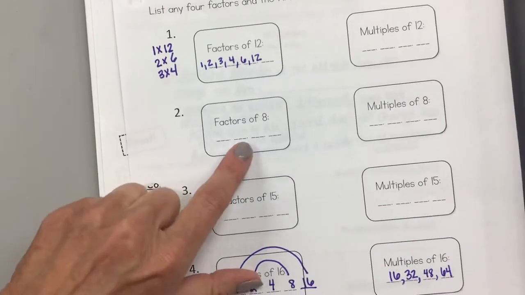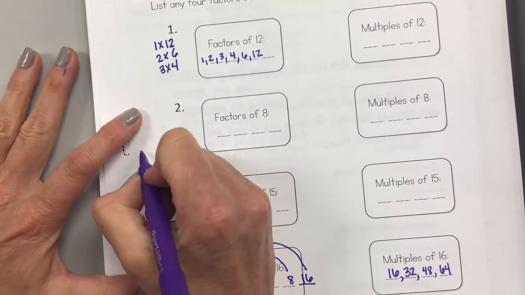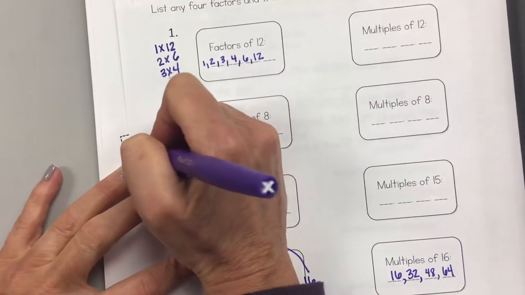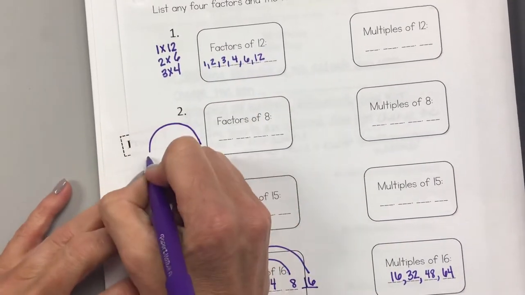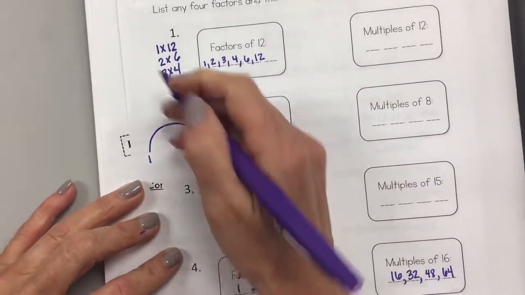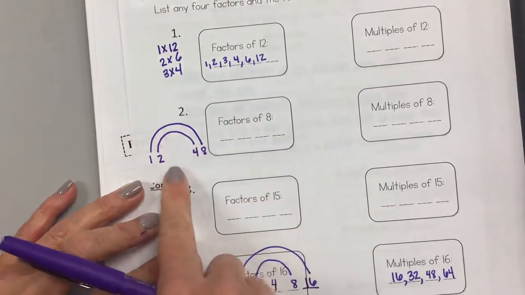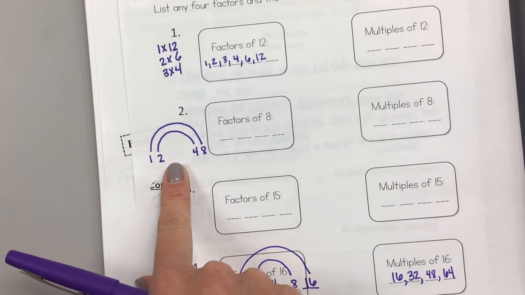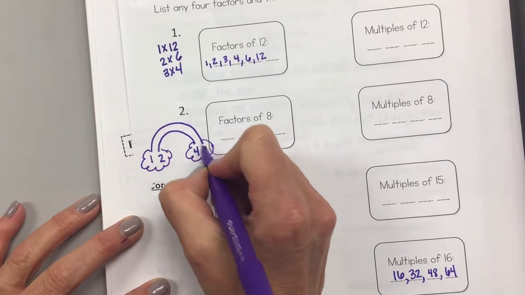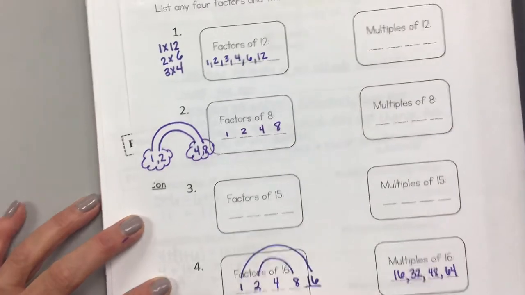For factors of 8, let's review the factor rainbow. So our first set of factors is always going to be what? 1 times. And then it's an even number, so 2 times. What about 3? No, 3 times nothing equals 8. So I can just put a cloud right here. And my factors are 1, 2, 4, and 8.